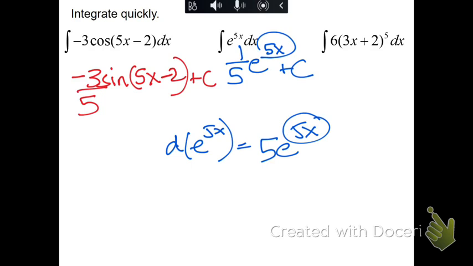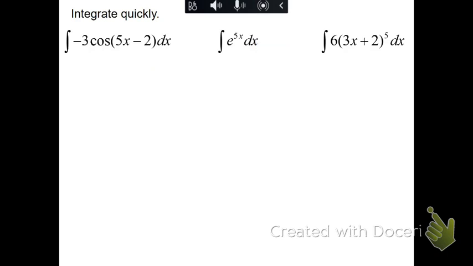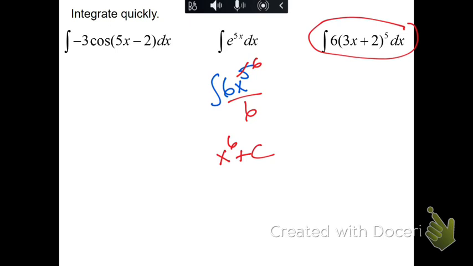It's just a power rule, okay? We're going to do a power rule, but often people miss this one. So we're going to treat this one just like if it was 6x to the 5th. If it was that I was integrating, I would add 1 to the exponent, which would make it a 6, and divide by 6, and I would just get x to the 6th, right? Plus c.